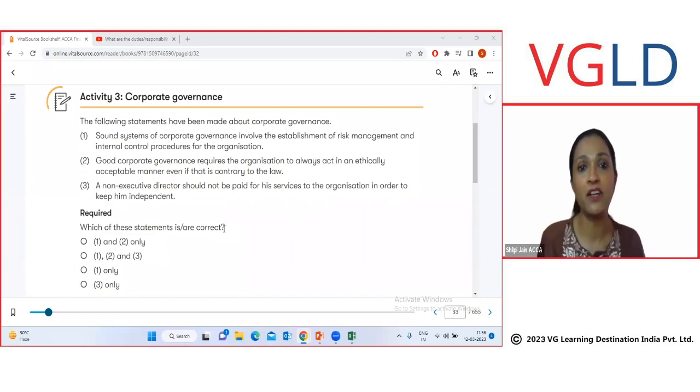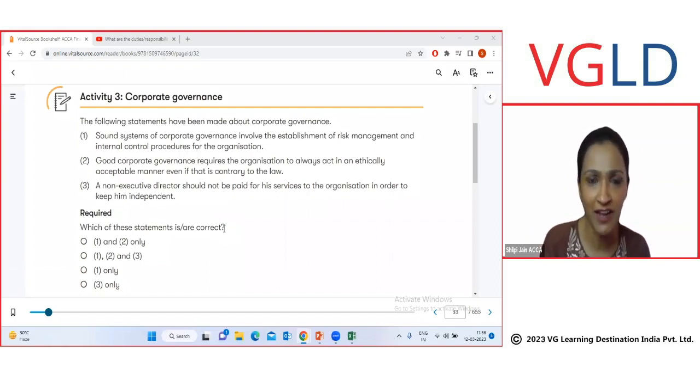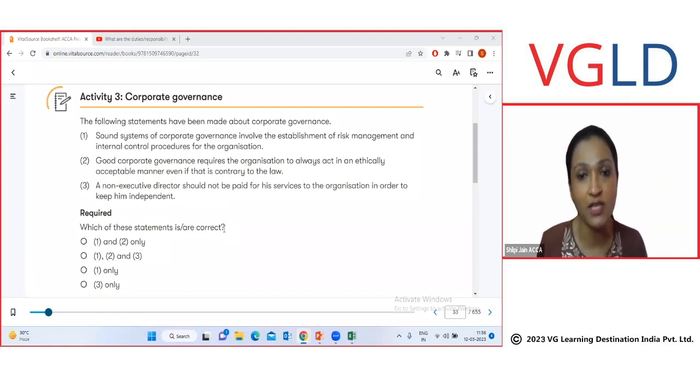A non-executive director should not be paid for his services to the organization in order to keep him independent. No, nobody's going to work for free, right? So yes, even the non-executive directors need to be paid a remuneration, but to keep them motivated to act as a watchdog on the executive director. So certainly only statement number 1 is correct. So option C is what we will select. Is that okay with everyone?